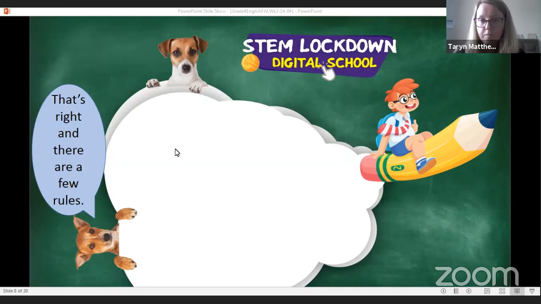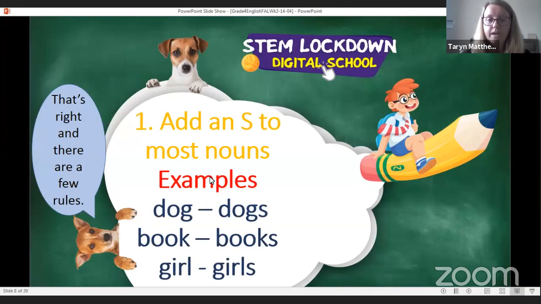So I hope your pencil and paper is ready. My first rule says I have to add an S to most of my nouns. So examples, there I've got dog. So dog is one. Then dogs is plural. It's more than one. So I just add an S. Book becomes books and girl becomes girls. So that's easy. It's straightforward. I think the easiest rule we've got when it comes to plurals. So please make sure you copy down the yellow rule because you need to remember that.